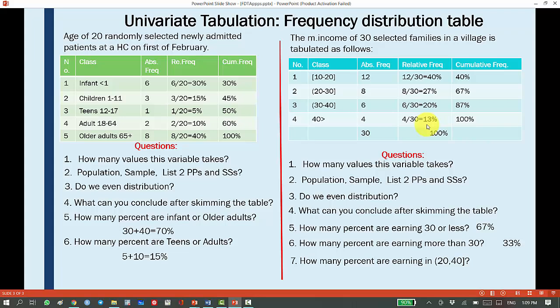And finally, how many percent are earning in the interval 20 to 40,000? So that's starting from 20,000 and going to 40,000. That is the second class and third class. If you add the relative frequencies here, 27 plus 20 is 47%.